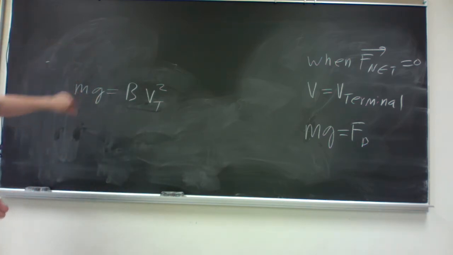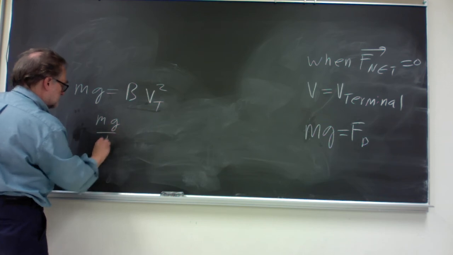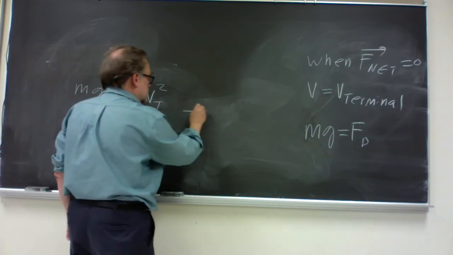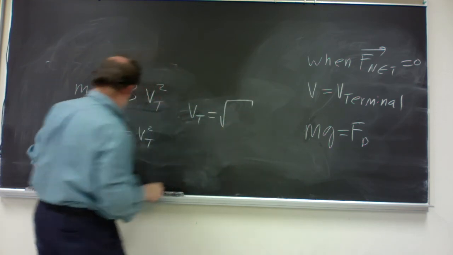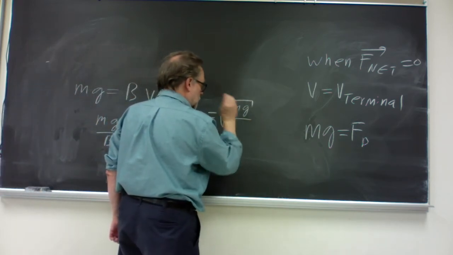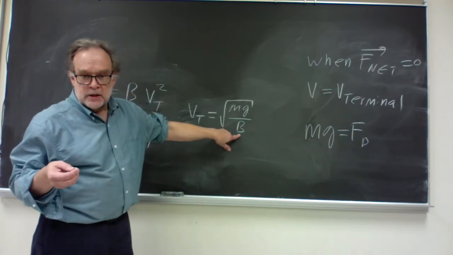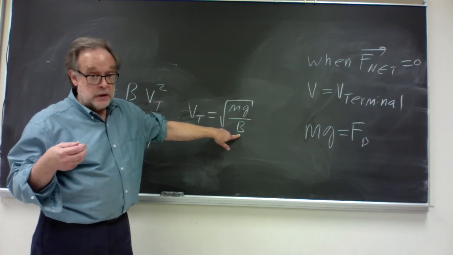So I'll just do a little bit of algebra there. Solve that equation for terminal speed. Divide both sides by b. And that gives us terminal speed squared. So in this case, the terminal speed is just the square root of all this stuff. Square root of mg over b. B, that was the proportionality constant in our expression for drag force.